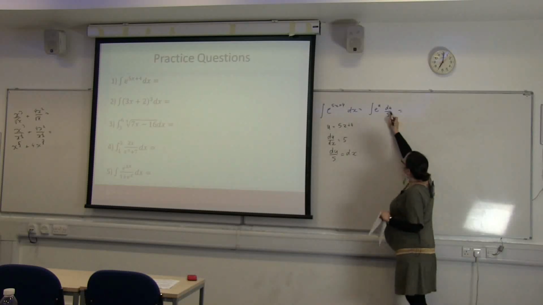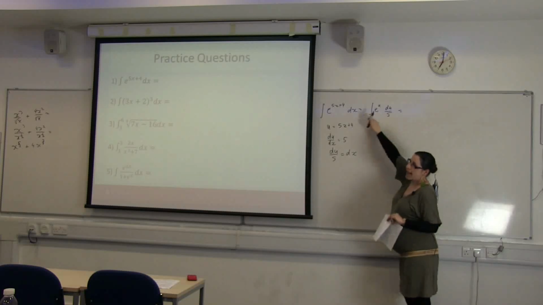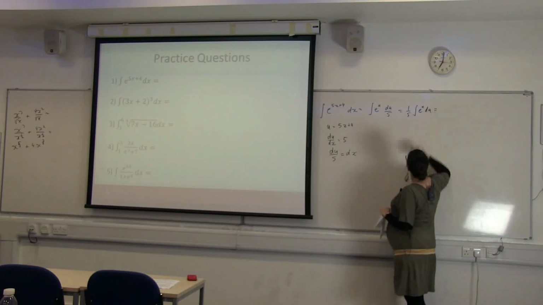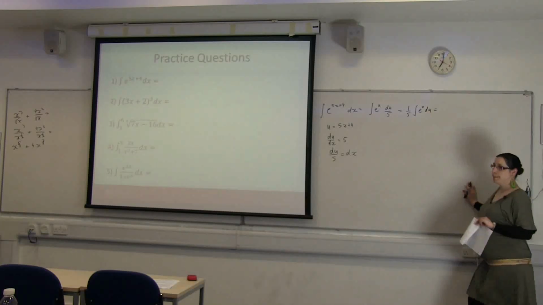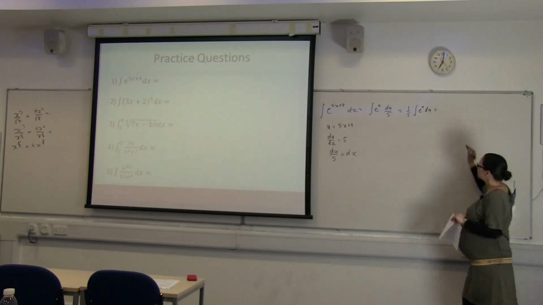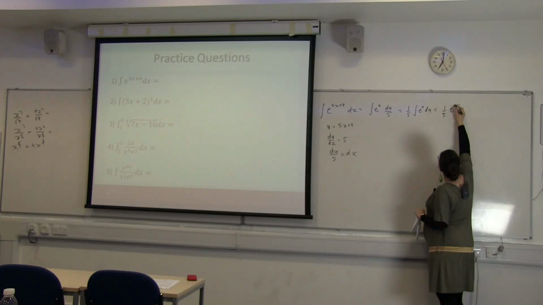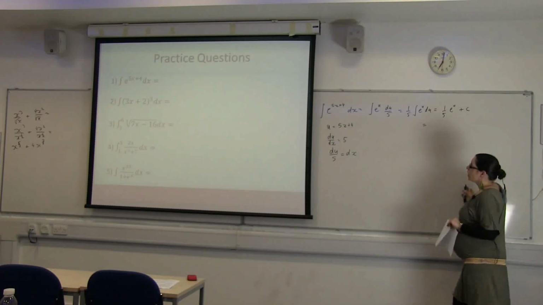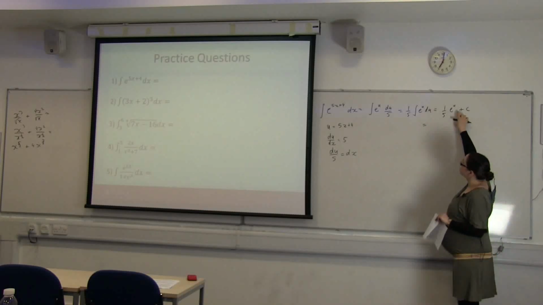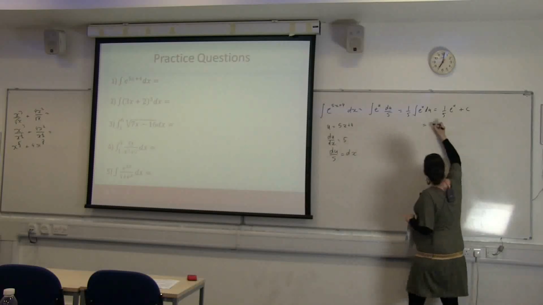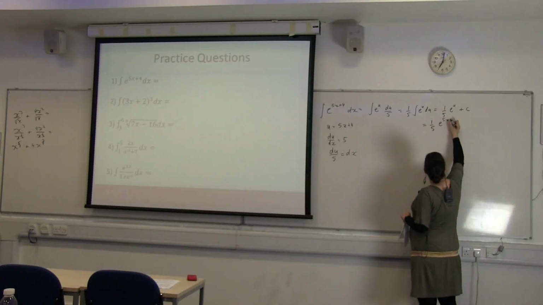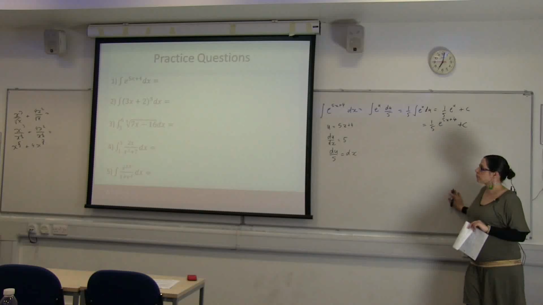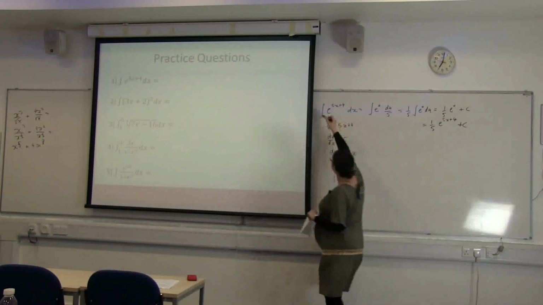Okay, now this is 1 over 5 that I can bring out in front. And what's the integral of e to the u du? E to the u, plus the notorious c. And this is the last step. Now you substitute back u. What was the original? And that's it. That was example 1.